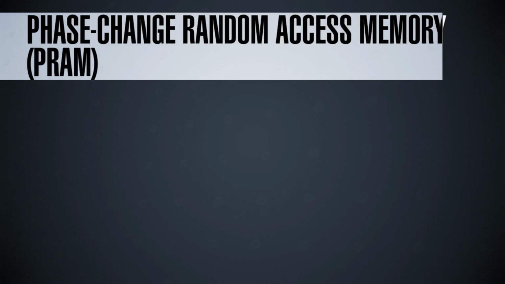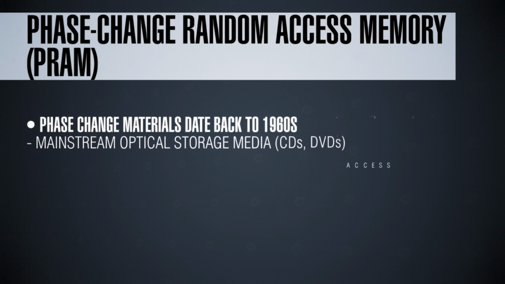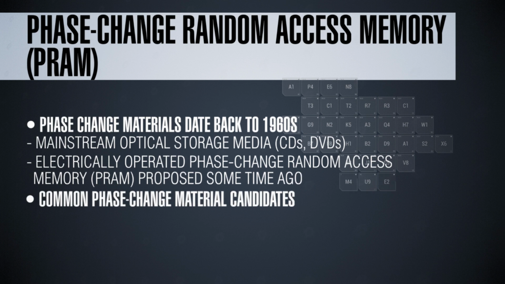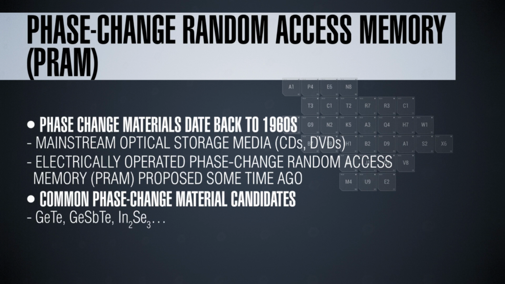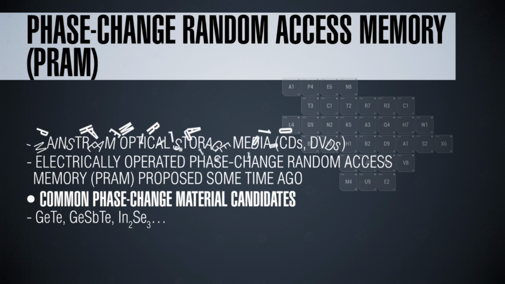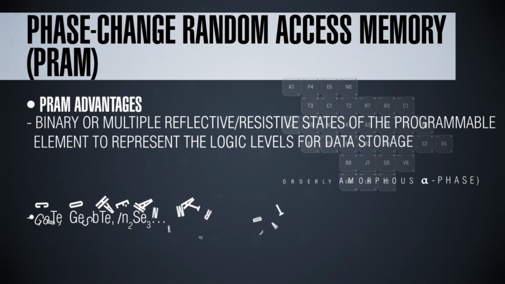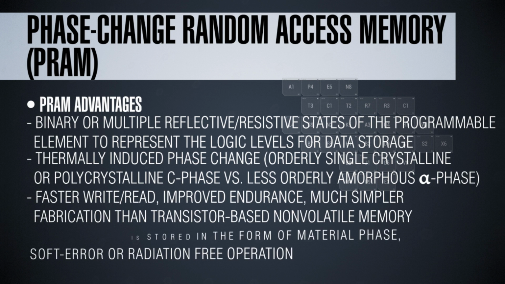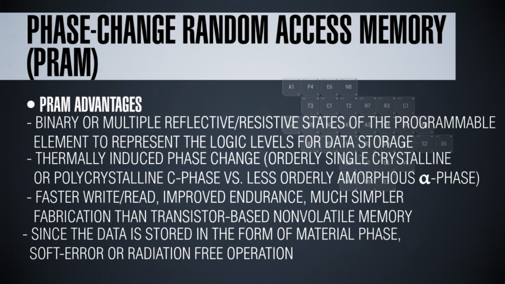Even in the 1960s and 70s, people already realized the possibility of making memory devices using the same phase change materials. The advantages of using phase change material to make memory include that you can have binary or even multiple states for logic levels. It is essentially a thermally induced phase change. So when it is amorphous, it could represent 0, and when it is crystalline, it could represent 1.